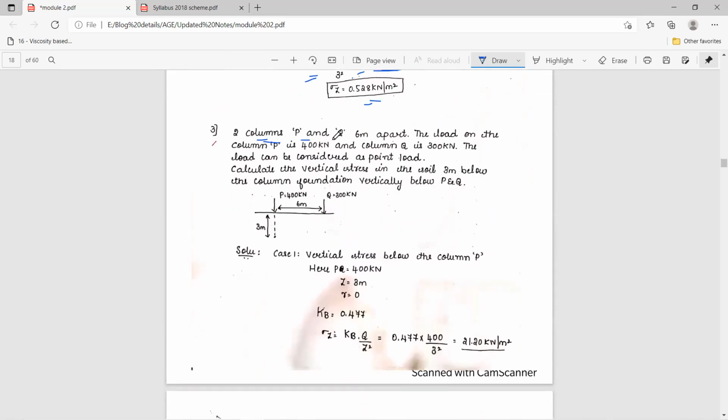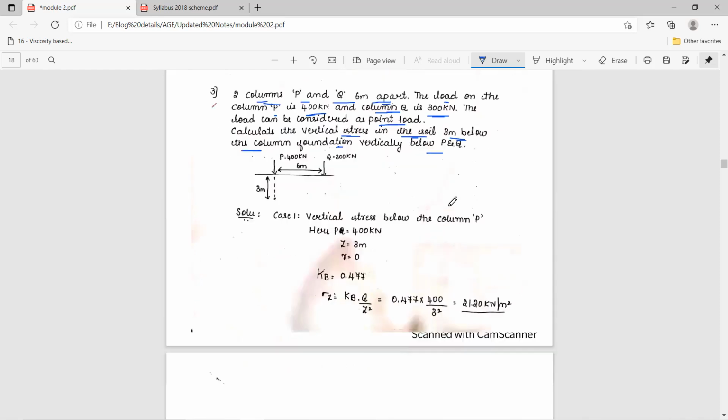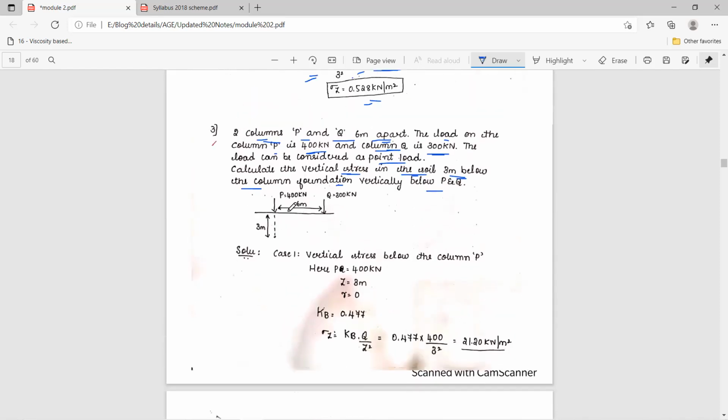Two columns P and Q are 6 meter apart. The load on column P is 400 kilonewton and column Q is 300 kilonewton. The load can be considered as point load. Calculate the vertical stress in the soil 3 meter below the column foundation, vertically below P and Q. That means this is the case they are saying. See, there will be a ground surface. On this ground surface, they had applied loads P and Q, where P is 400 kilonewton and Q is 300 kilonewton, and they are separated by a distance of 6 meter.